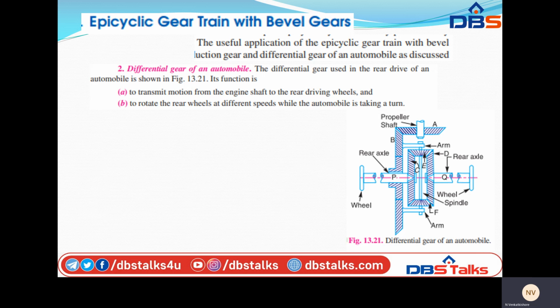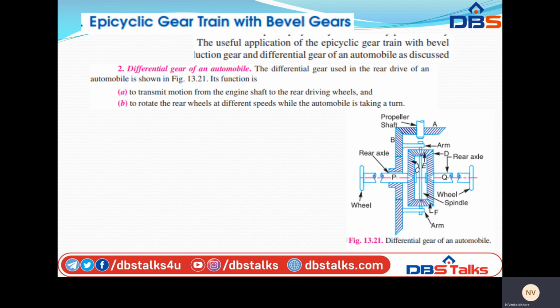reduction with few gears. Actually, for speed reduction, we need to place intermediate gears in between the driver and the driven. But with the arrangement of these bevel gears, we can reduce the speed with very few gears. Then the useful application of epicyclic gear trains with bevel gears is found in the Humpage's speed reduction gear and differential gears.